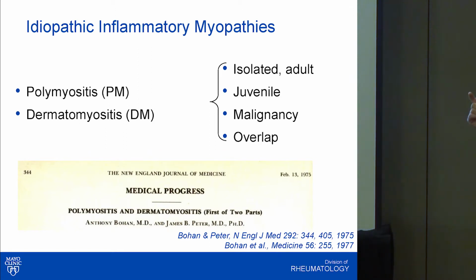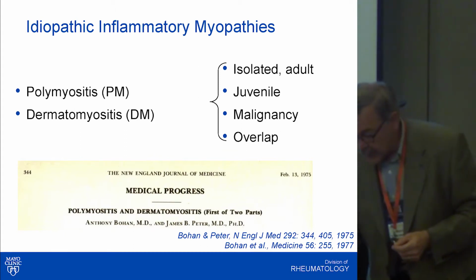There are juvenile forms of this. In kids who get myositis, it's almost always dermatomyositis. Then there are patients who have myositis associated with malignancy. They identify it as a separate category. And then this overlap group of diseases.